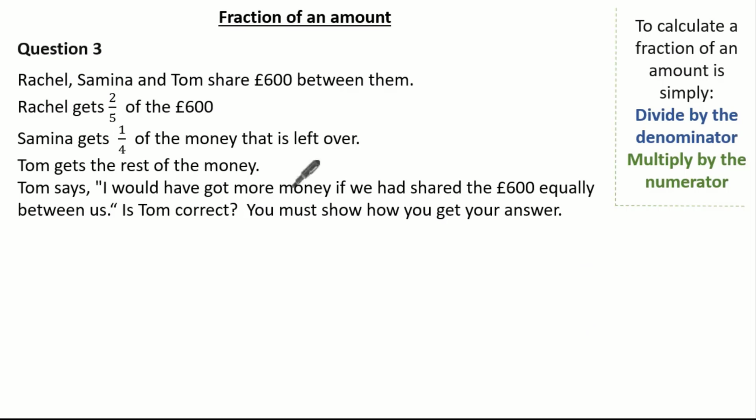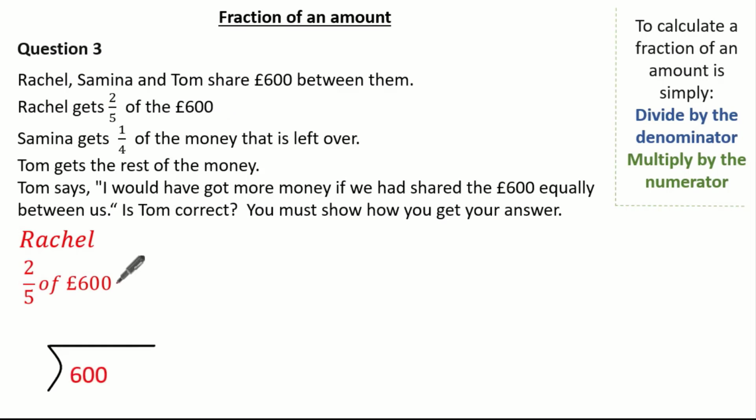So let's work out how much Rachel gets first. Well, we know Rachel gets 2/5 of £600. So we know 2/5 of 600, we simply divide the 600 by 5, and this would give us our fifth. So how many 5s go into 6? 1, remaining 1. How many 5s go into 10? 2. And how many 5s go into 0? 0. So now we know 1/5 is 120. Multiply by that numerator identifies 2/5 of £600 to be £240. So this is how much Rachel gets.